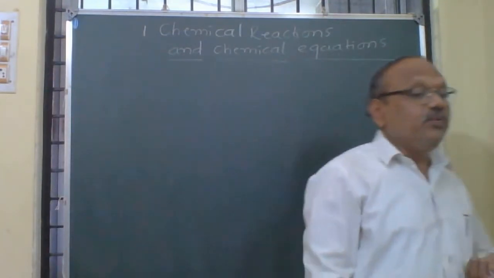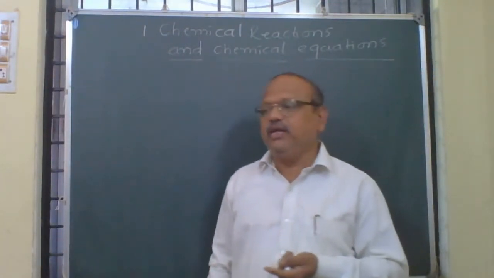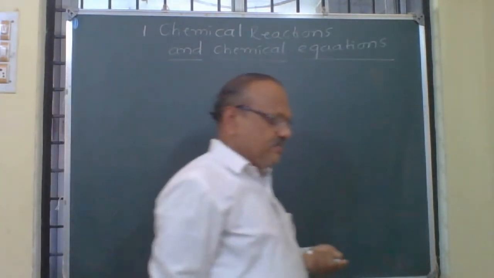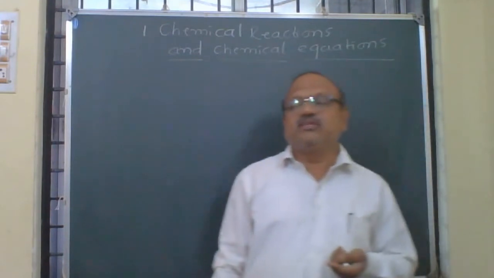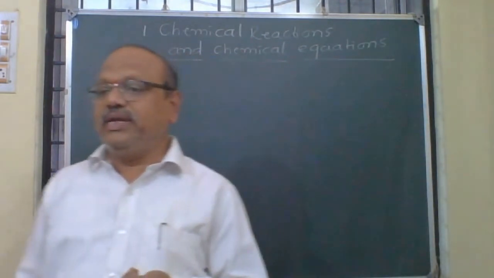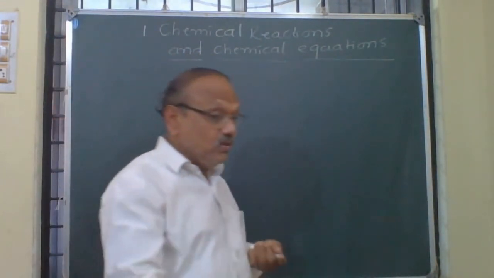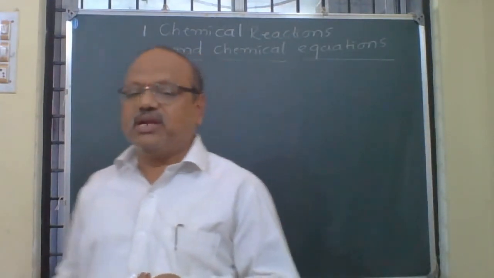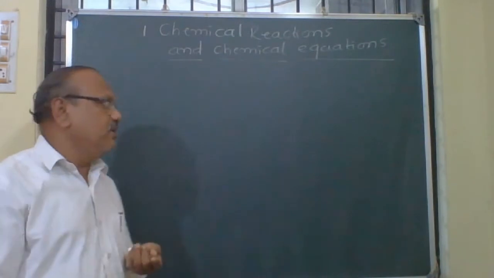23 vanadium, 24 chromium, 25 manganese, 26 iron, 27 cobalt, 28 nickel, 29 copper, 30 zinc. Shabash. So those were the atomic numbers and symbols of the first 30 elements.